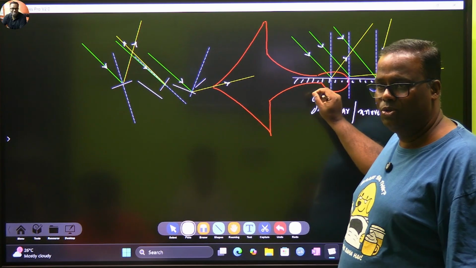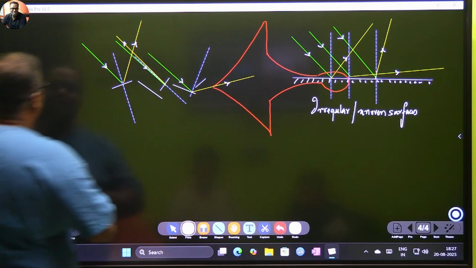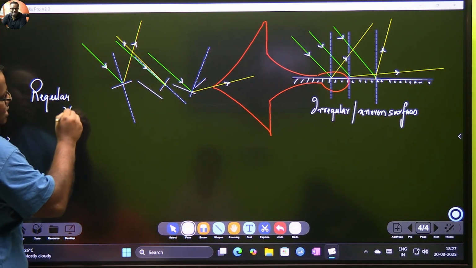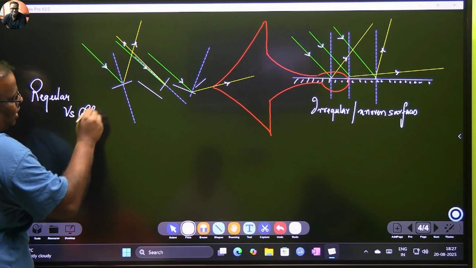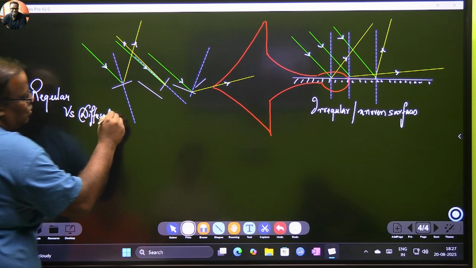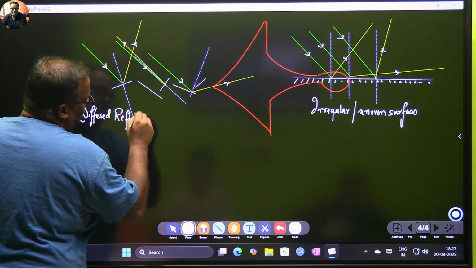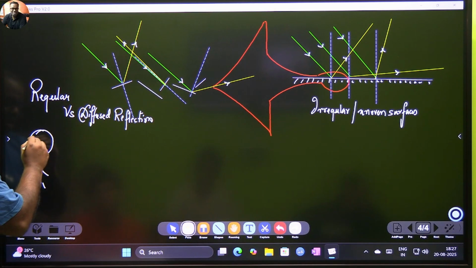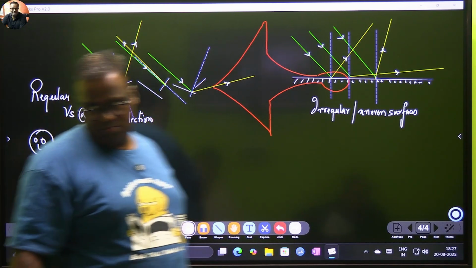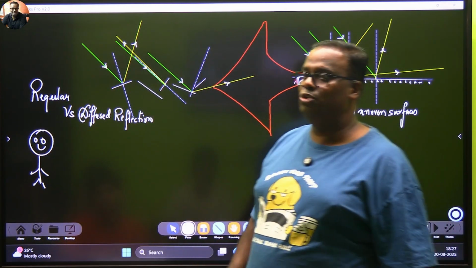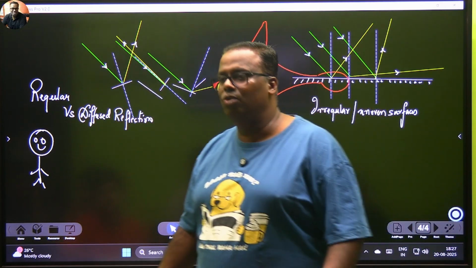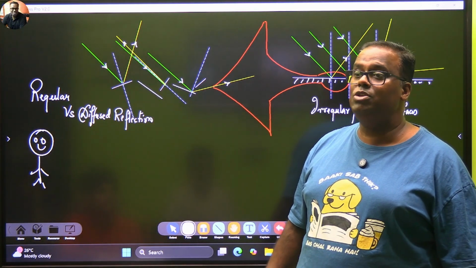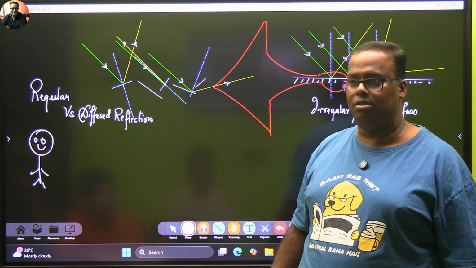So have you understood? Now the question arises: regular reflection versus diffuse reflection. I asked a question to myself, considering me as a human being, which one would you prefer? Tell me. Regular. If you prefer regular, then your answer is wrong. You know what regular reflection would mean? That means the whole world around you is like a mirror.